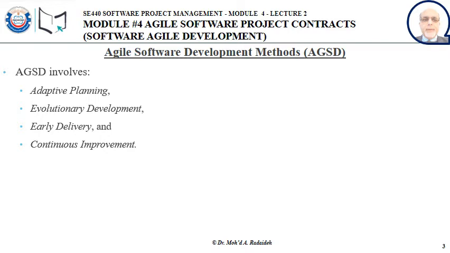Generally speaking, the agile software development methods would involve adaptive planning, evolutionary development, early delivery, and continuous improvement. Now, when it comes to planning, with agile development methods, we always put less emphasis on planning, while we put more emphasis on development. Less time for planning and more time for development, or jump quickly into the development phase. Now, how would that happen?